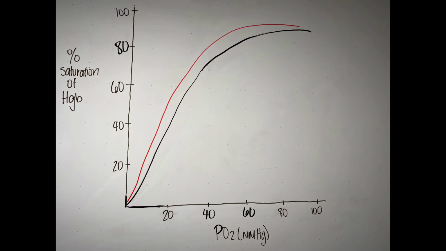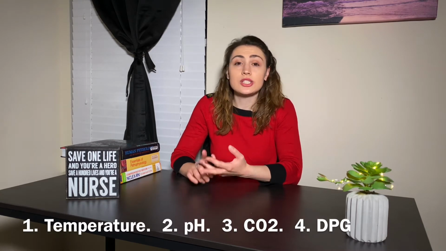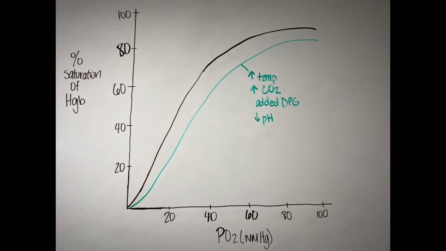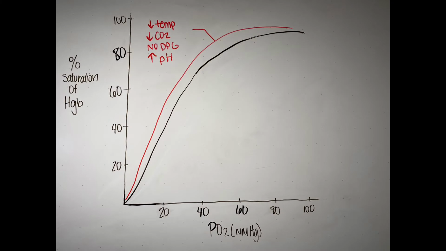Okay, moving on. So things that can shift the curve include temperature, pH, CO2, and diphosphoglycerate, also known as DPG. Things that can shift the graph to the right include increased temperature, increased CO2, increased DPG, and decreased pH. And things that can shift the graph to the left include decreased temperature, decreased CO2, decreased DPG, and increased pH. Okay, so let's take a closer look at these now, starting with temperature.